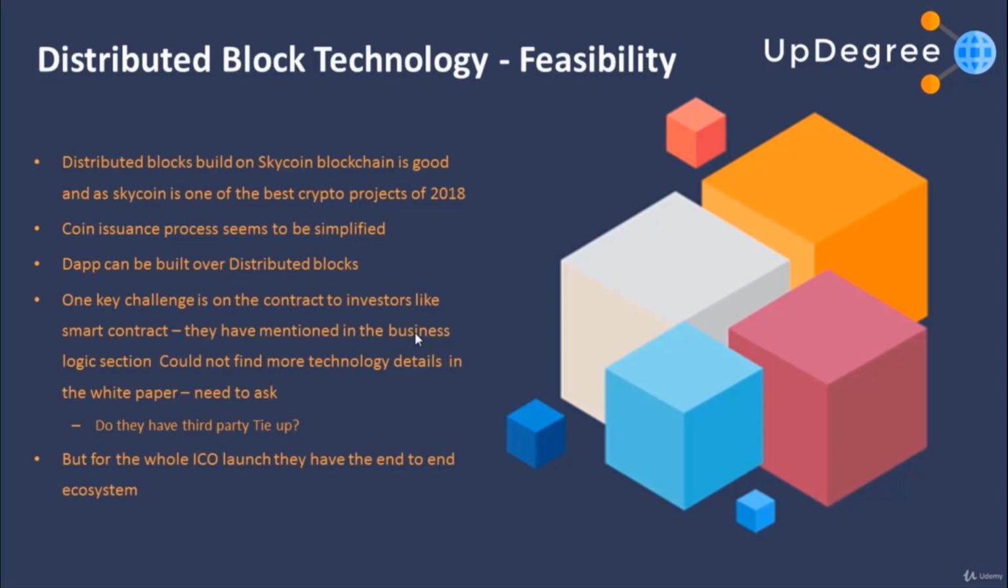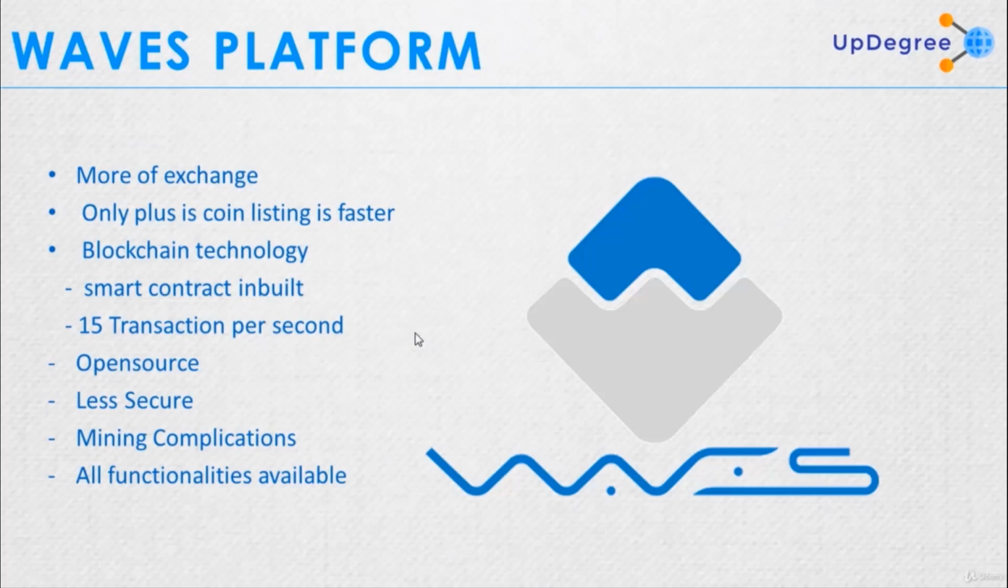Coin processing, like your tokens and coins, is easy, and DApps can be built over distributed blocks. There's nothing called a smart contract, but they have business logic on that. And for the whole system, they have an end-to-end ecosystem. So that's a feasible thing for distributed block technology.